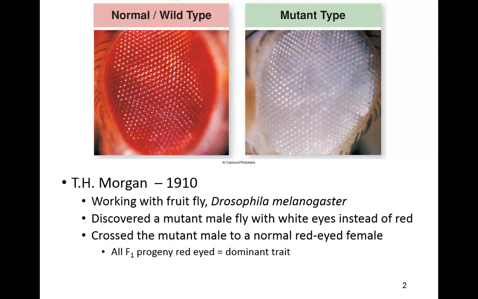Thomas Hunt Morgan, who was born in 1910, worked with the fruit fly Drosophila melanogaster, which normally has red eyes, but he found that some of these males had white eyes. To figure out whether it was a dominant or recessive trait, he mated white-eyed and red-eyed individuals and found that all of the F1 progeny had red eyes. So we know it's a dominant trait.